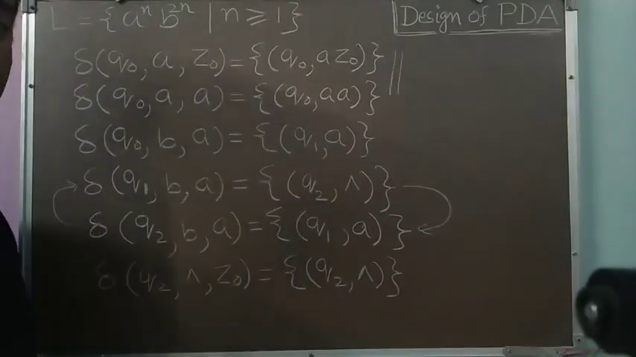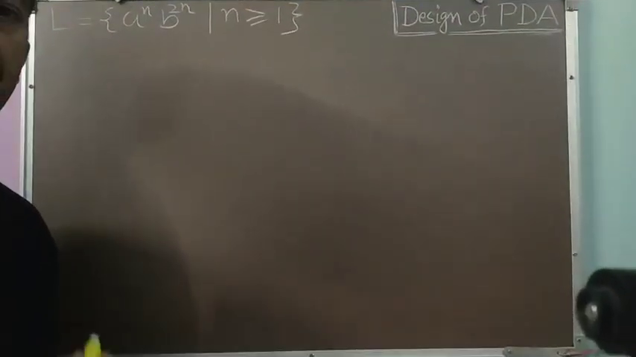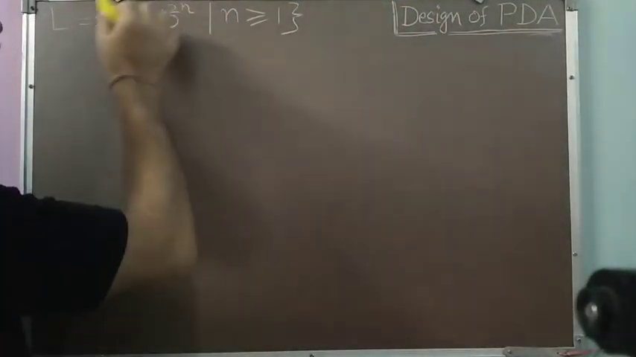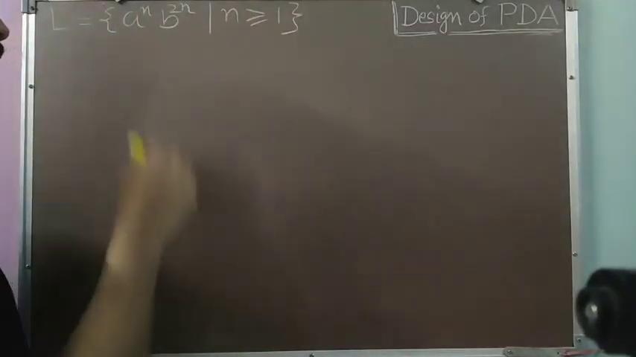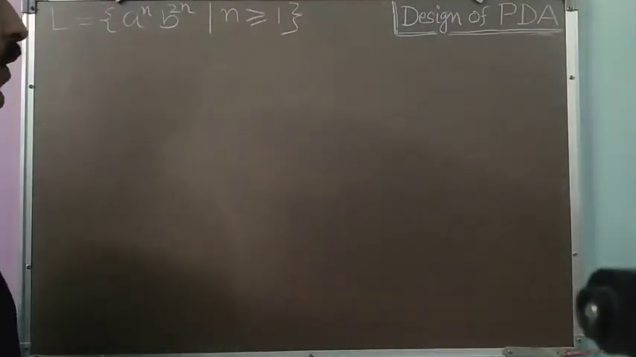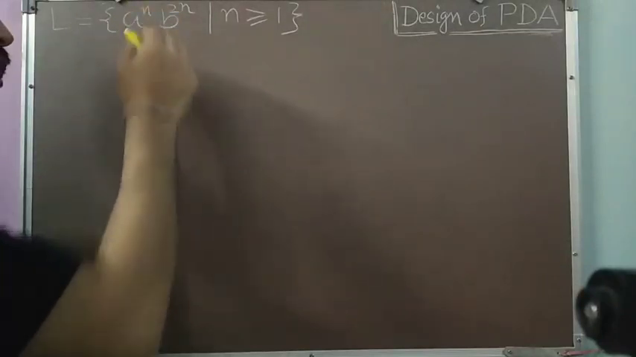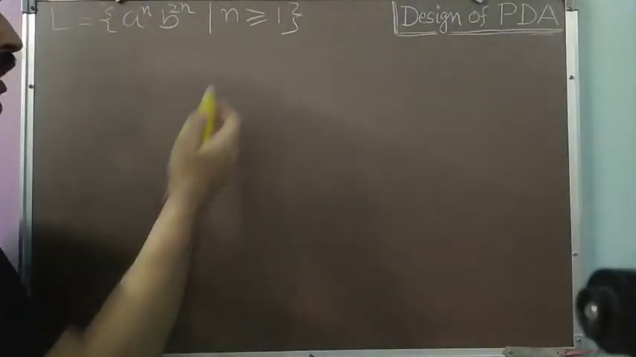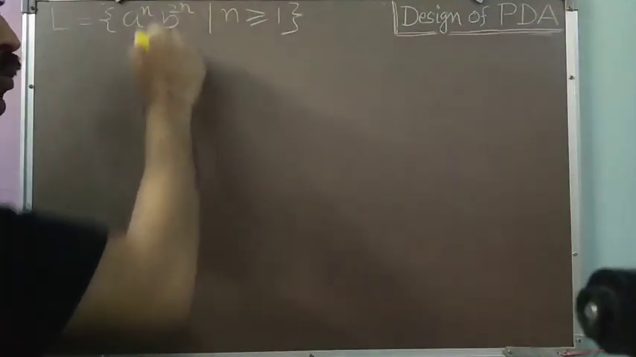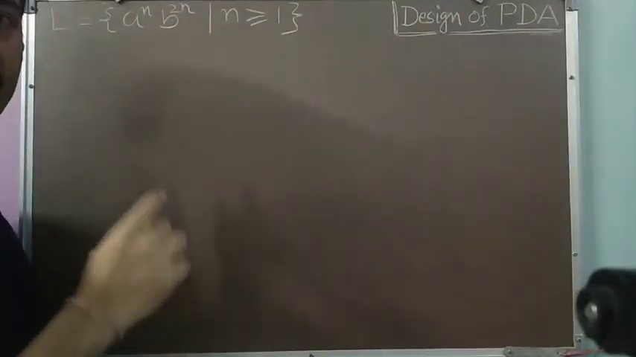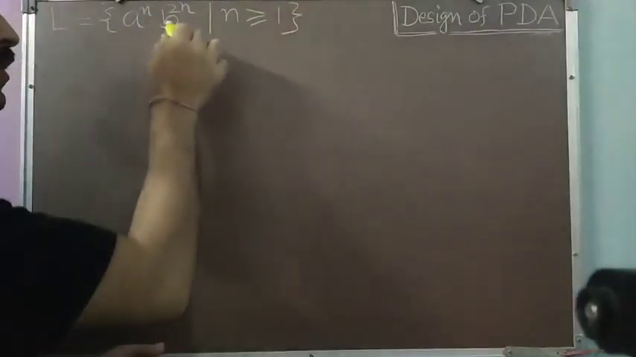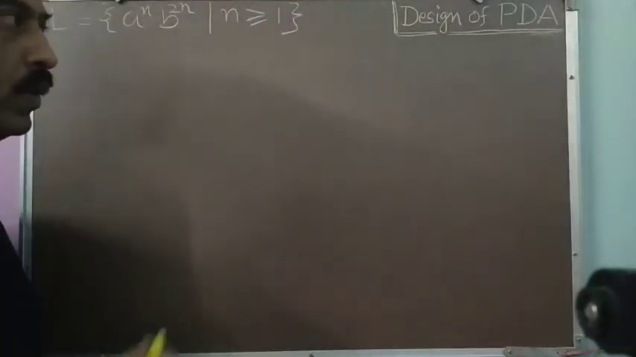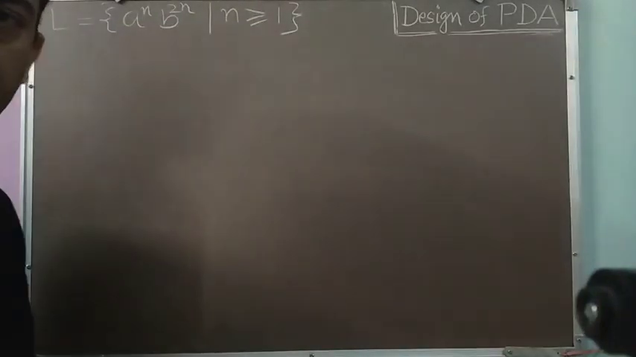We may have another strategy. Now we will be discussing a second strategy possible for the solution of this problem. In the previous strategy, corresponding to each A in the input, we pushed it over the push down store, and then during the match, corresponding to each pair of B's, we popped one A. That means we matched one A with every second B. So this was our strategy in the previous solution.